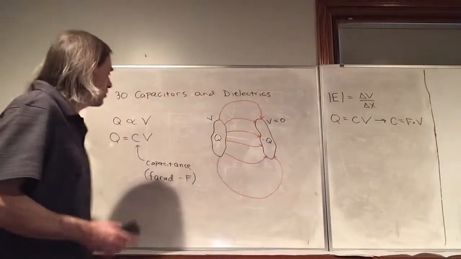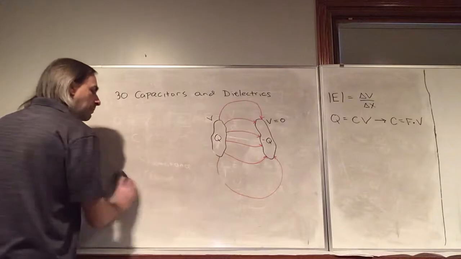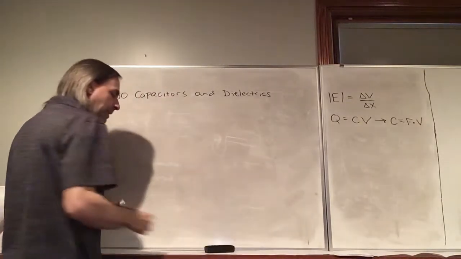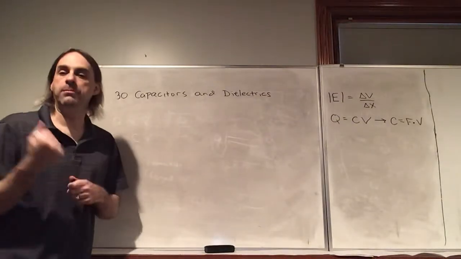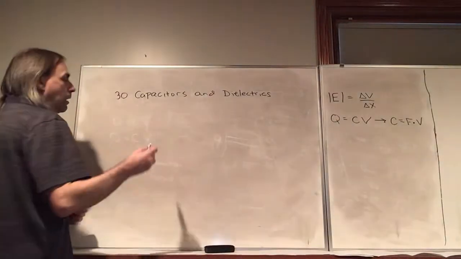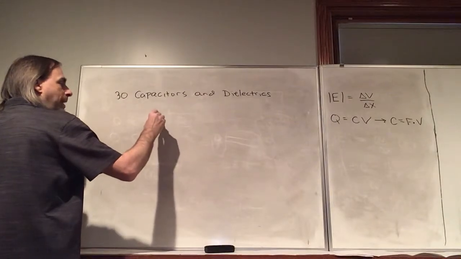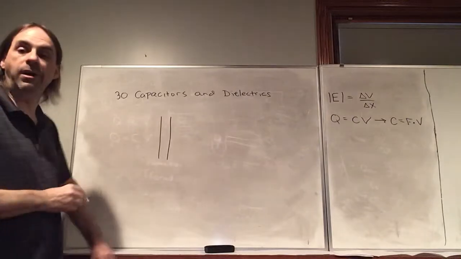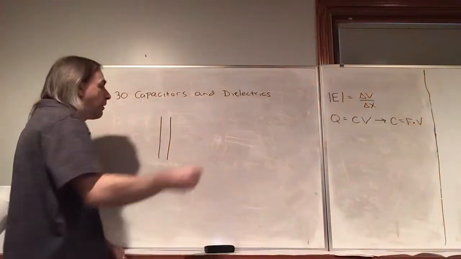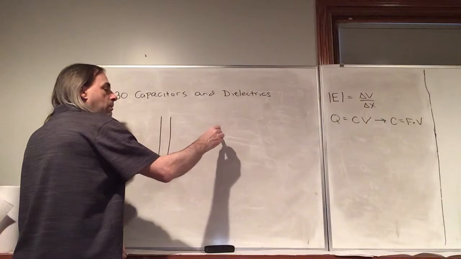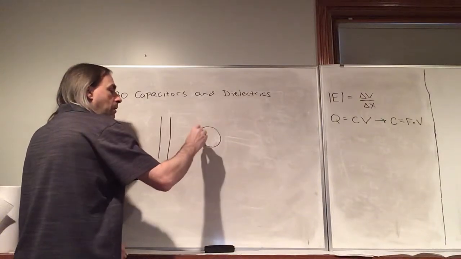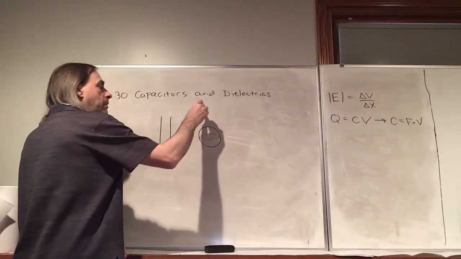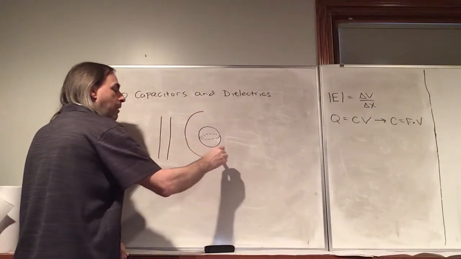So I'm going to erase this picture. This is just like a general capacitor. It could have any shape. And there are three main types, three basic shapes of capacitors. We have what's called a parallel plate capacitor, where you literally just have two plates next to each other. We have a spherical capacitor. So here's one sphere, and then you surround that with another sphere on the outside.